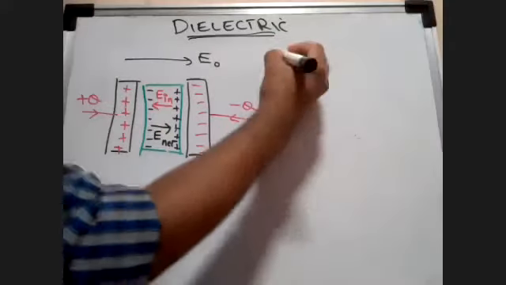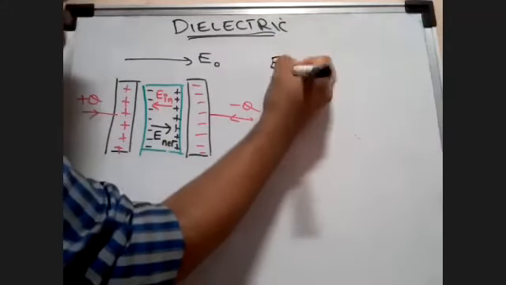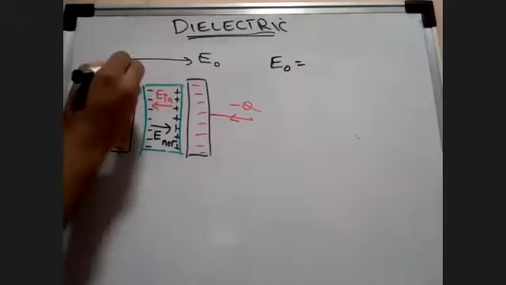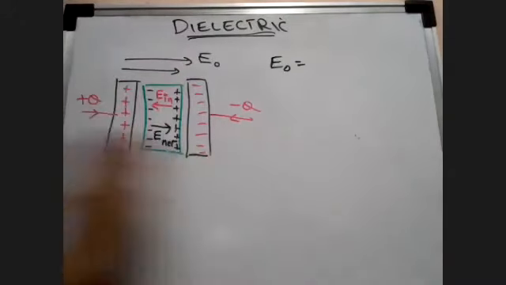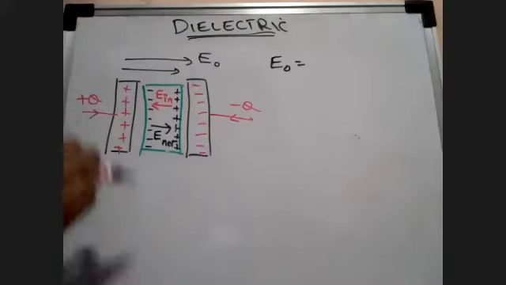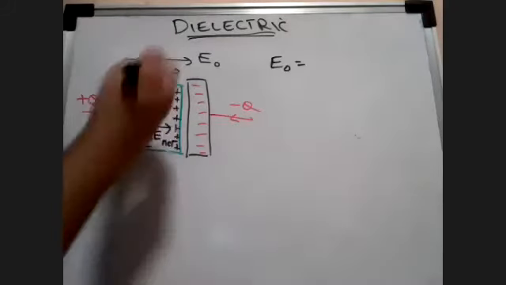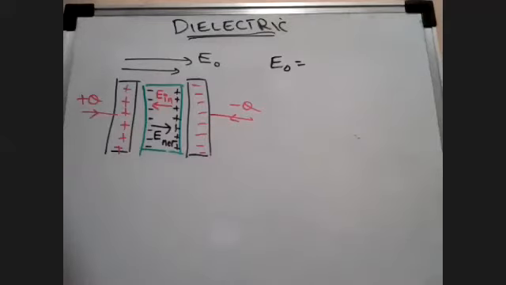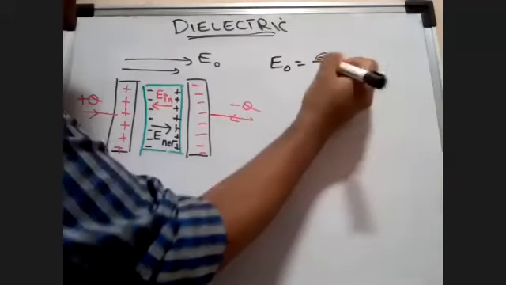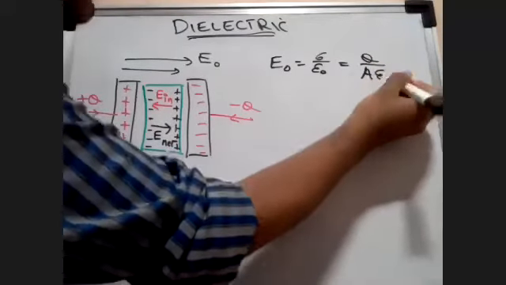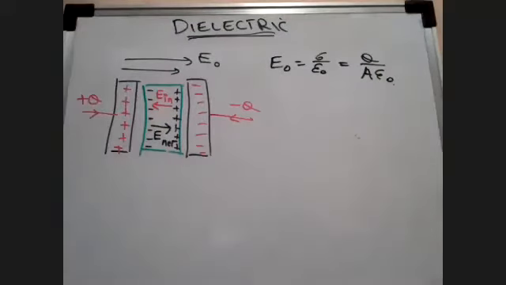So E naught, which is the external electric field, is uniformly distributed. It's a uniform electric field, and the magnitude of the external electric field at a point in between the parallel plates was sigma upon epsilon naught, which is simply Q upon A epsilon naught. Okay, this is what we had last time. Till here we had done it.